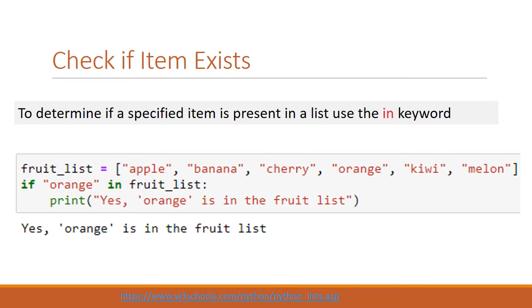Python allows us to easily determine if a specified item is present in a list using the keyword in. So again, we have our fruit list, apple, banana, cherry, orange, kiwi, and melon. We can ask the question, is orange in our list, by saying if the string orange in fruit list. That's either true or false. If it's true, it's going to print yes, orange is in the fruit list. If it's false, there won't be any output.